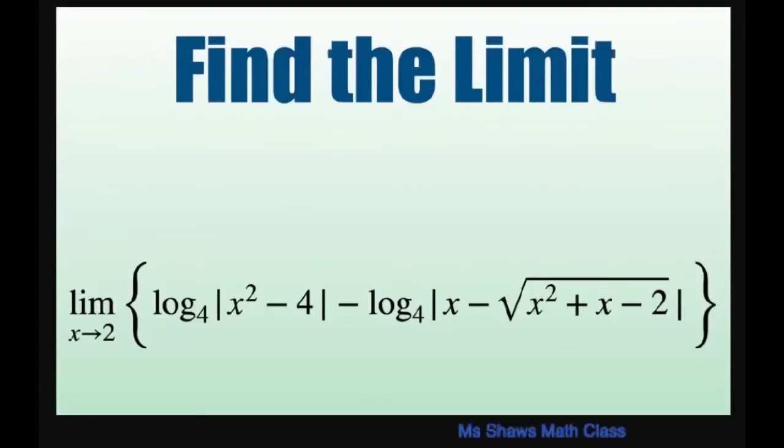Everyone, we're going to find the limit as x approaches 2 for log base 4 of absolute value of x squared minus 4, minus log base 4 of absolute value of x minus square root of x squared plus x minus 2. Now we're going to have to rewrite all of this, because if you substitute in a 2 here, this is undefined.